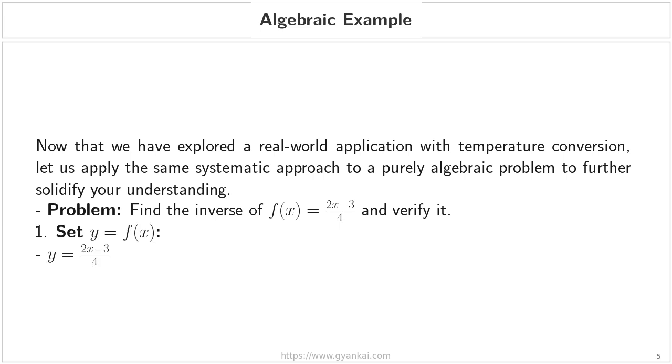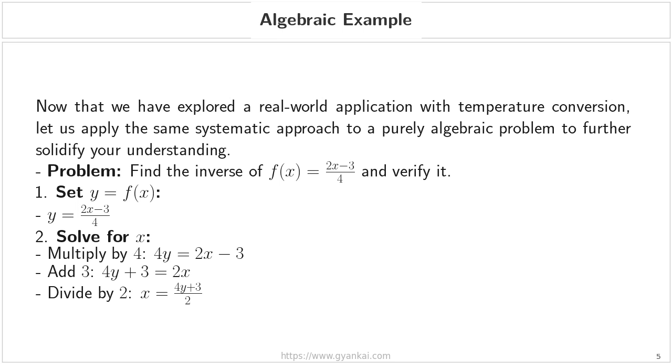Following the procedural guide we established in the previous slides, we begin with step 1. Setting the function equal to y, this gives us the equation y equals 2x minus 3 over 4. Moving to step 2, we need to solve for x to isolate it on one side of the equation. We do this by applying inverse operations. First, we multiply both sides by 4 to eliminate the fraction, which results in 4y equals 2x minus 3.